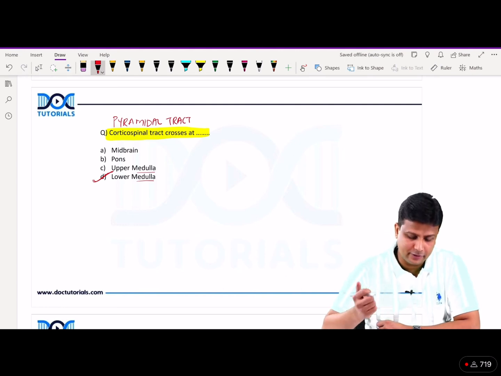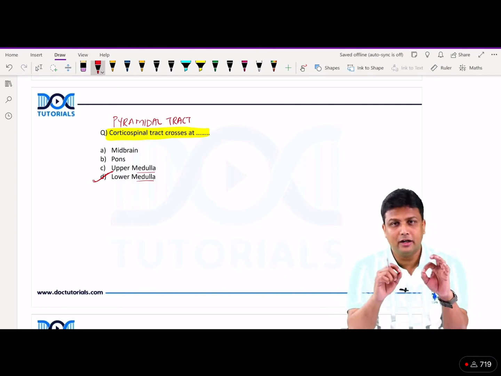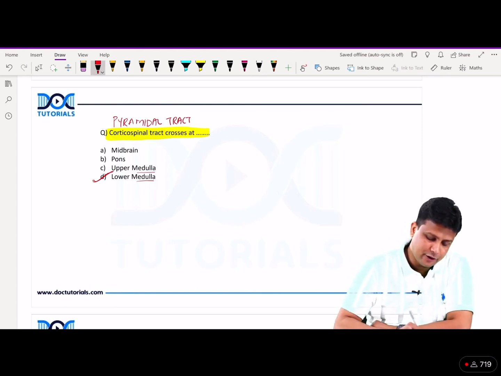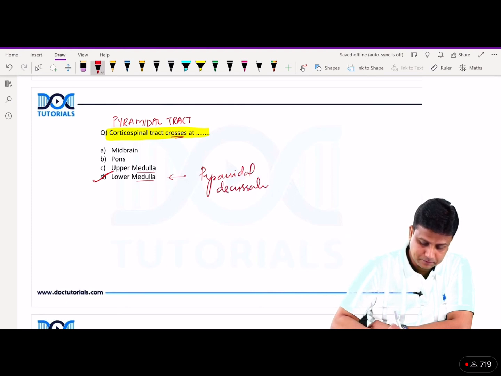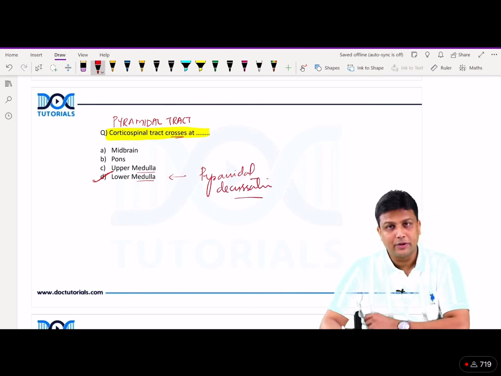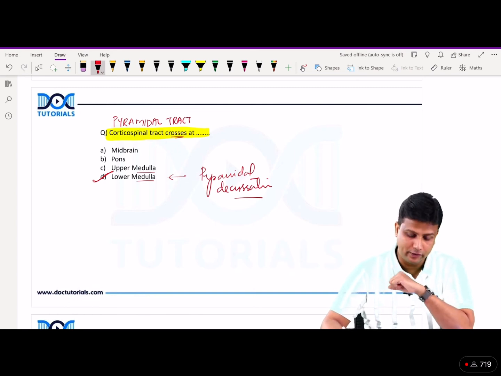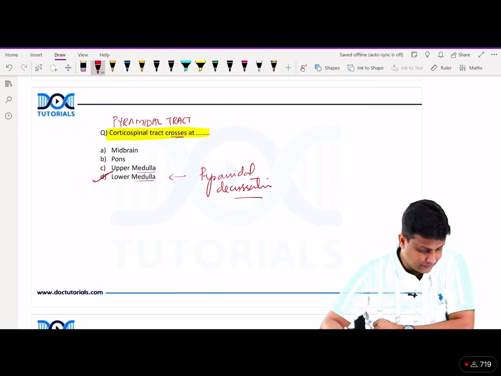Before the exam, at least revise once that the pyramidal tract crossing is asked. And instead of the word crosses, they can even ask you pyramidal decussation also. The crossing is known as pyramidal decussation. So pyramidal decussation, the crossing will take place at the lower medulla. In the lower medulla the crossing happens, sir. Okay?